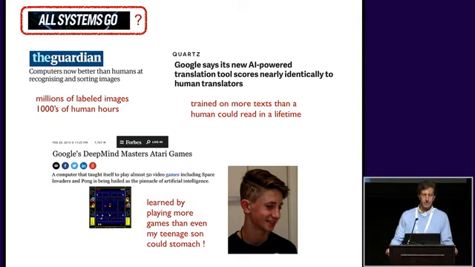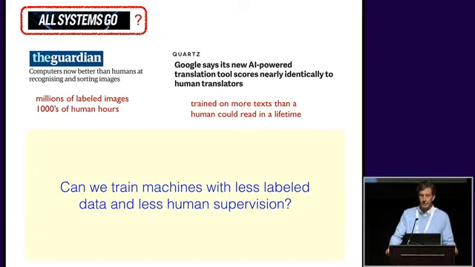Training these machine learning systems takes a huge amount of human effort in many cases. So millions of labeled images are required, say, for ImageNet. For translation, these machines are learning to translate between languages by effectively reading more text than a human could ever learn in a lifetime. And in game playing, they're learning by playing more games than even my teenage son can stomach. So this is a little bit of a confusing situation. Machines are doing fantastic things, but they're not exactly learning the way humans are learning. And so there's a lot of interest and active research right now in trying to figure out how we can train machines with less labeled data and less human supervision.